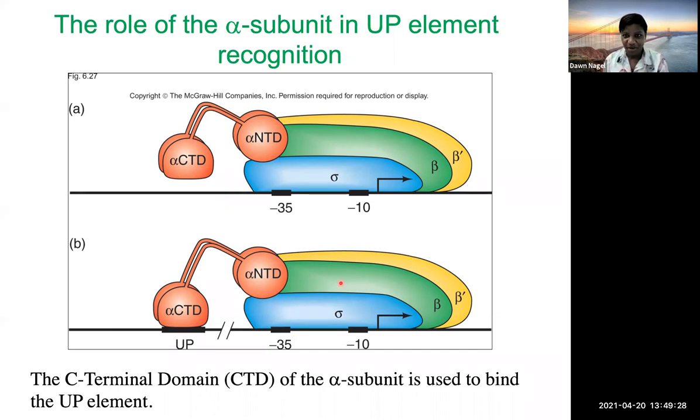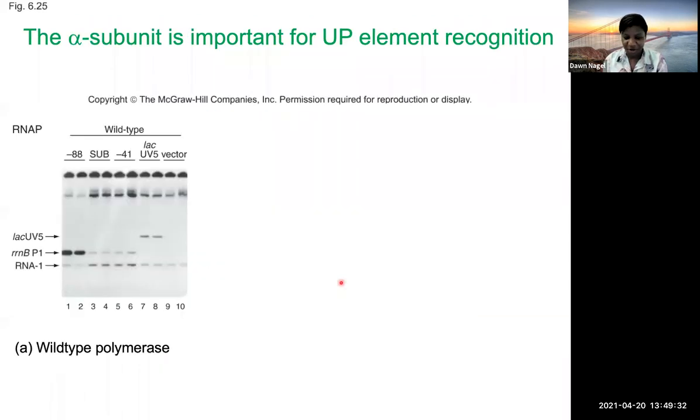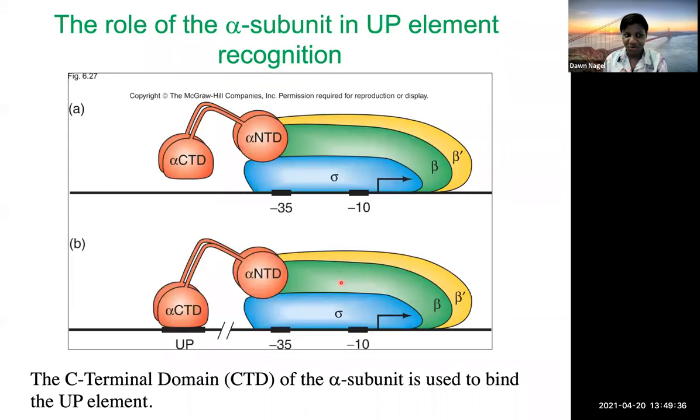I'm going to stop here before going into the experiments that they did, and we'll continue this because we have to get through this. We're going to continue this in the next class. So I'll stop right here in terms of how the alpha subunit recognizes the up element.